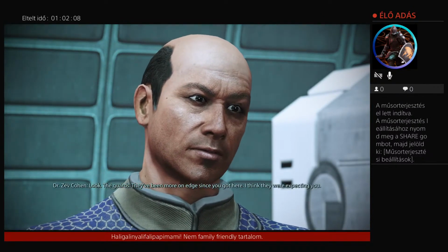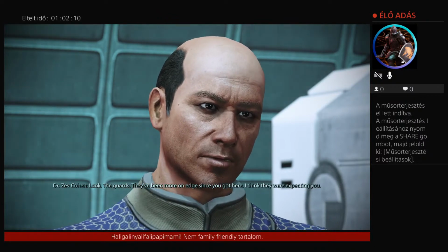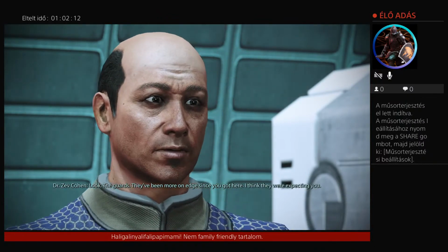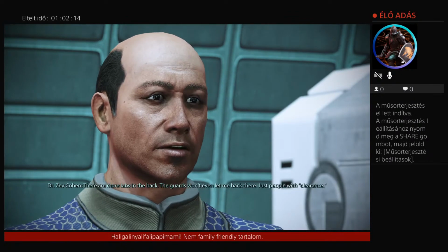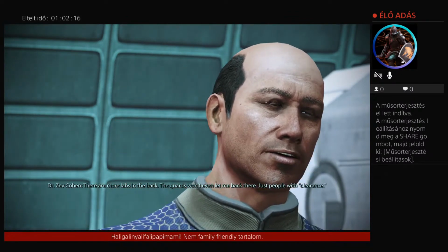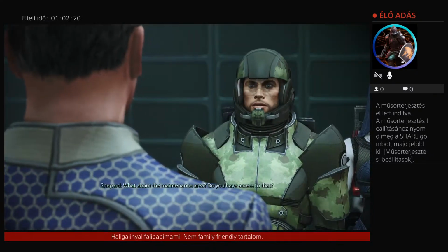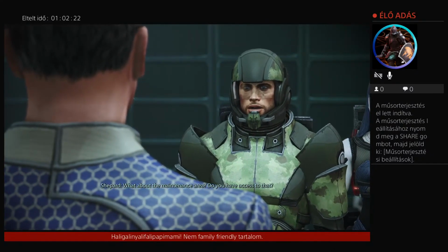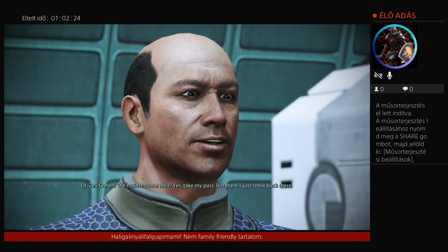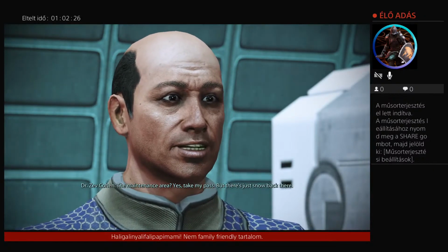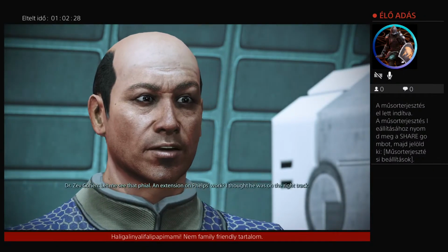Look, the guards, they've been more on edge since you got here. I think they were expecting you. And there are more labs in the back. The guards won't even let me back there. Just people with clearance. What about the maintenance area? Do you have access to that? The maintenance area? Yes. Take my pass. But there's just snow back there.